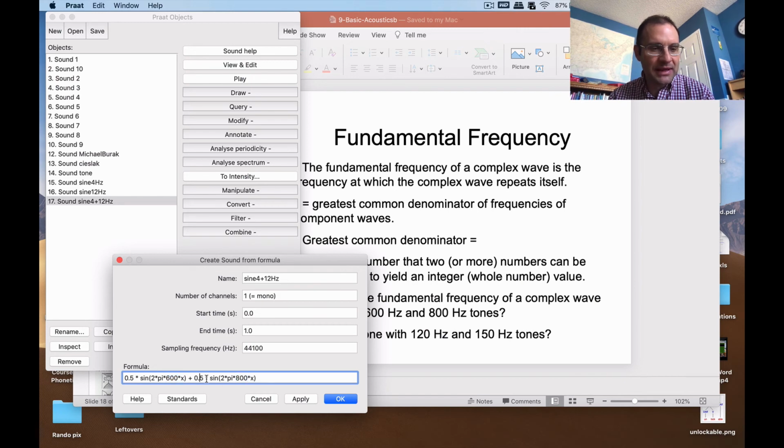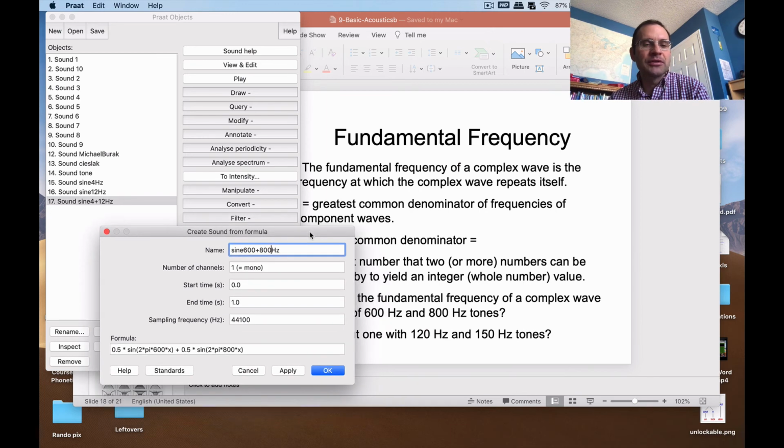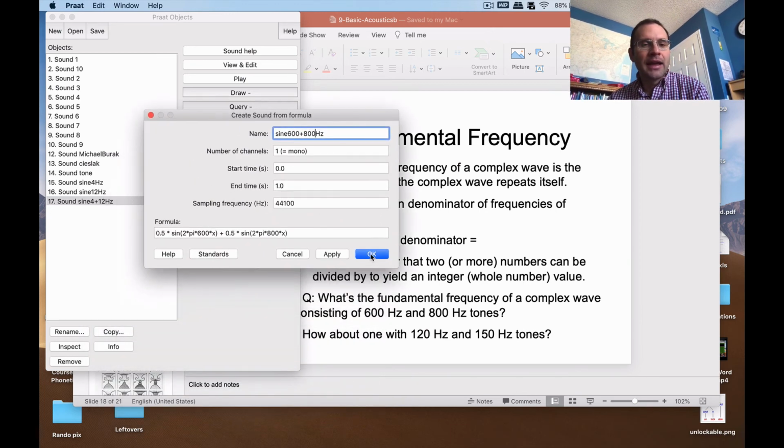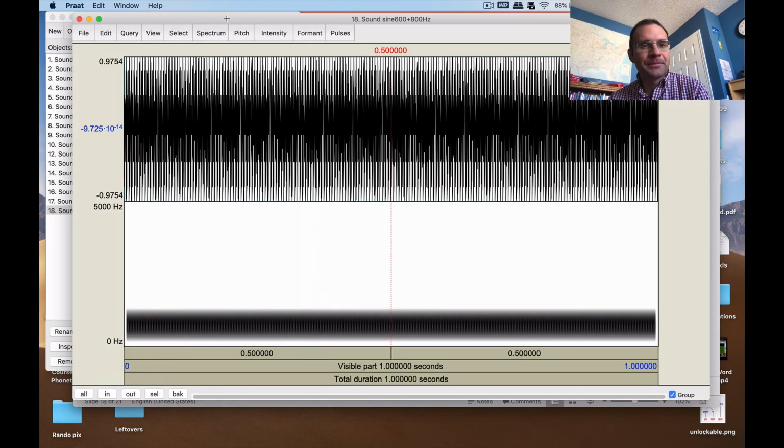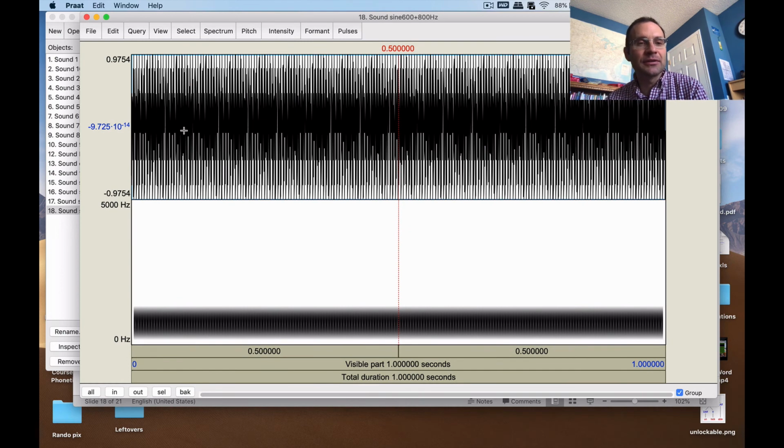In this case, I'm going to make the peak amplitudes the same in both cases. And we'll change the name. So what's the biggest number you can divide both 600 and 800 by and get a whole number in both cases? Hopefully you figured out that it's 200. So 600 divided by 200 is 3. 800 divided by 200 is 4.